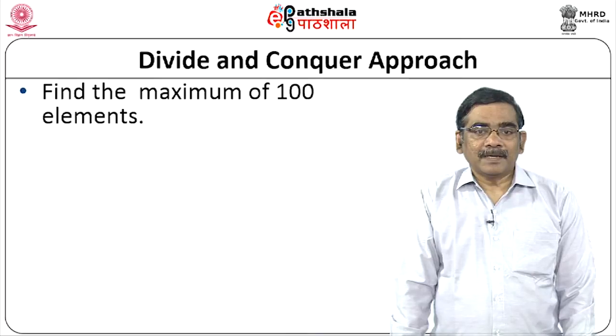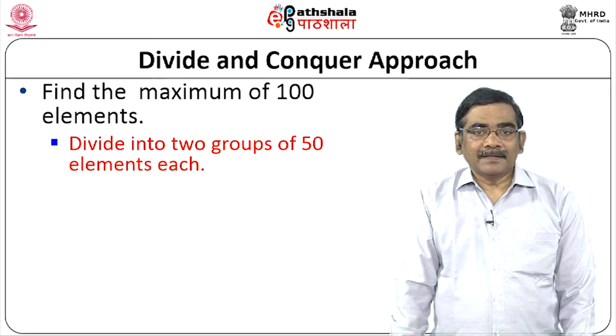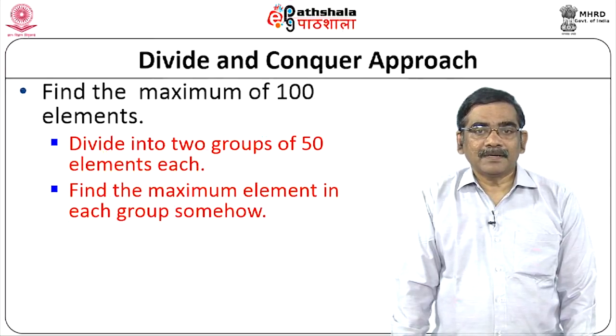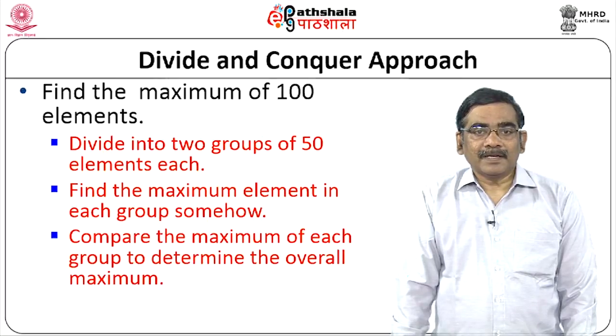For example, if I want to find the maximum of 100 elements, then I am going to divide this into two groups of 50 elements each, and find the maximum element in each group by the repeated application of the divide and conquer strategy, and finally I am going to compare the maximum of each group to determine the overall maximum of the given array.